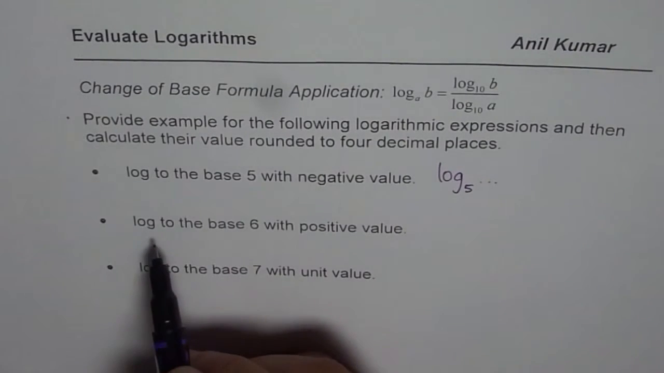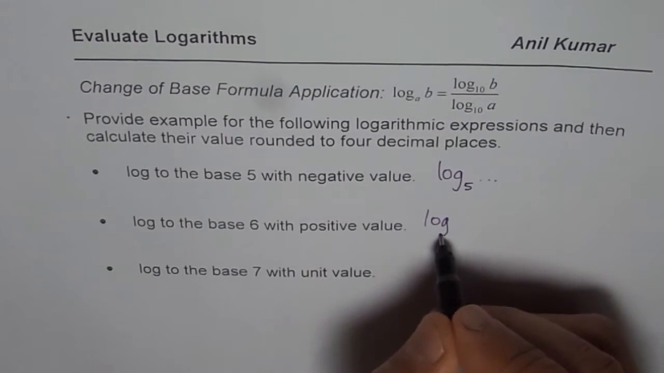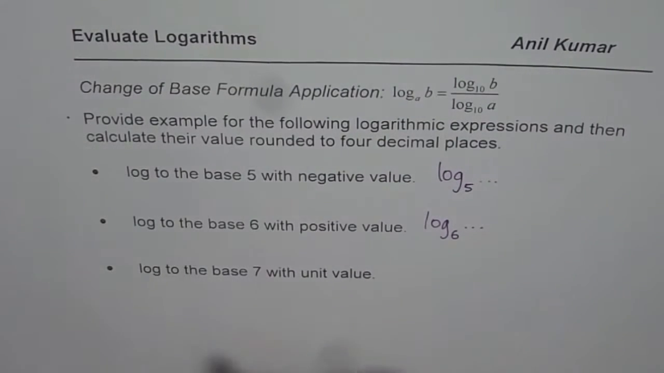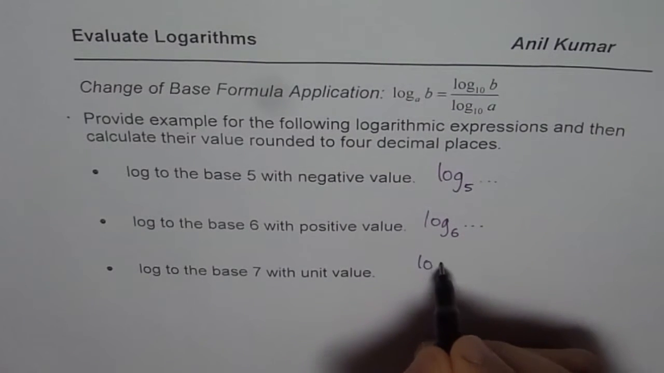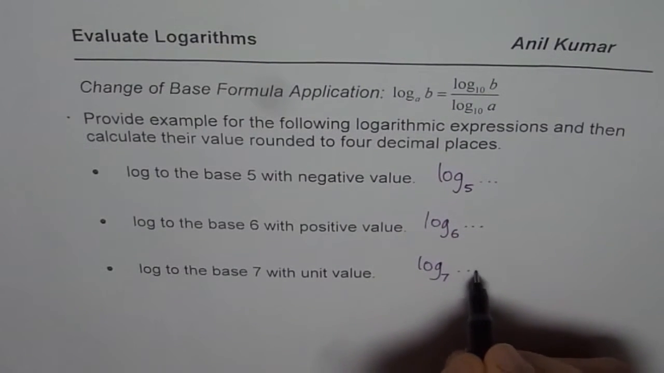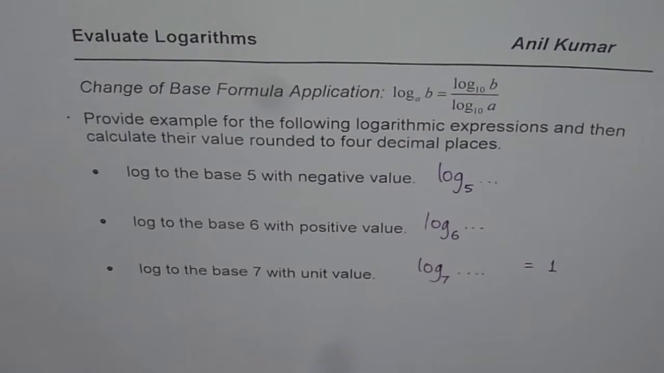The next one is log to the base 6 with a positive value. And the last one is log to the base 7 with unit value. Means log to the base 7 of what will give me 1. That is what we mean, right? So you can pause the video, write your answers, and then look into my suggestions.